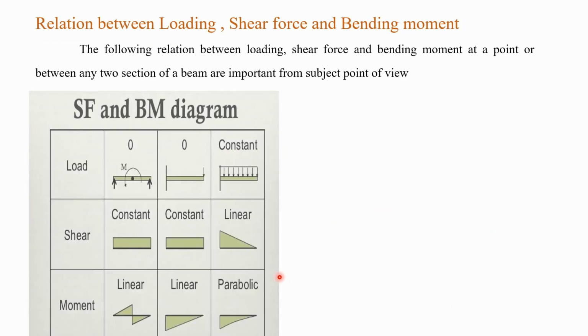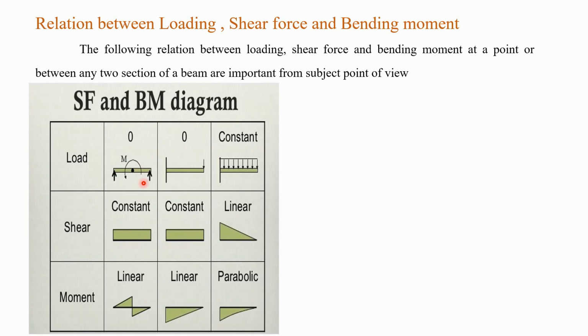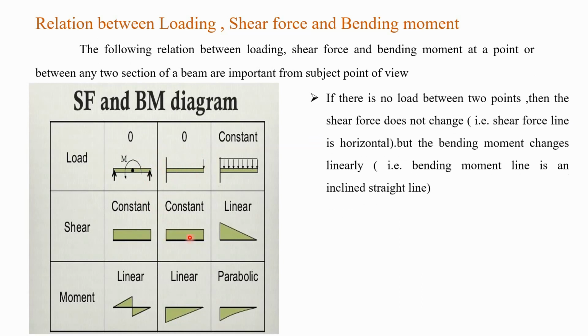Then these are some other cases of loading. The first one is if there is no load between two points. You can see here on this beam there is no load between these two points, then the shear force remains constant and the bending moment varies linearly. That is, if there is no load between two points, then the shear force does not change, that is, the shear force line is horizontal, but the bending moment changes linearly, that is, the bending moment line is an inclined straight line.